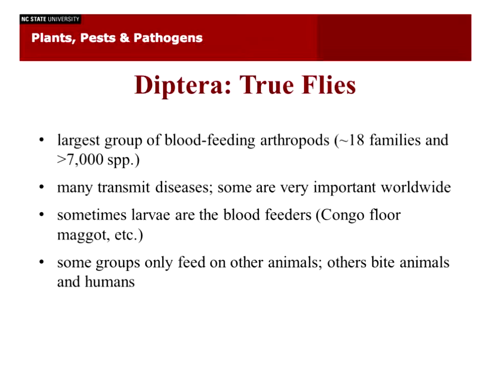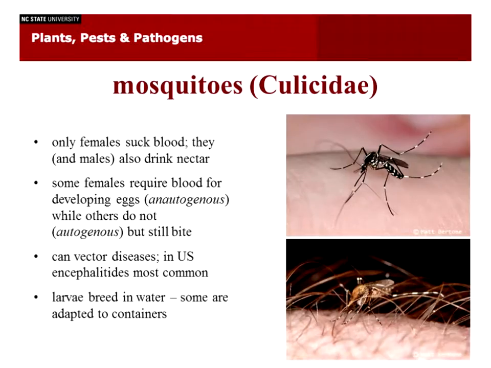Now, some groups only feed on other animals, and others bite animals and humans. So I'll discuss some of those now. All right, the first and most popular, or most infamous and unpopular, are the mosquitoes. Now, I would gather that almost no one has not been bitten by mosquitoes. I think almost everyone has.